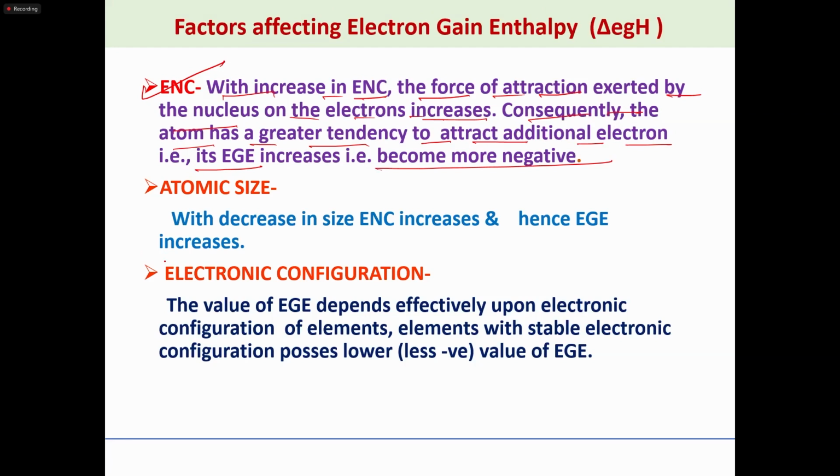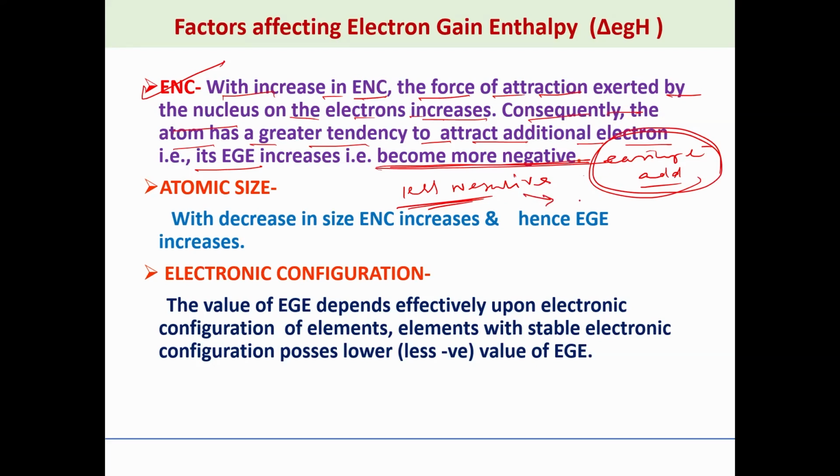There is more negative and there is less negative. It will be a negative value. When it is a more negative value, that means an electron is added easily. Less negative value means that an electron is not easily added. It is very, very difficult to add an electron.